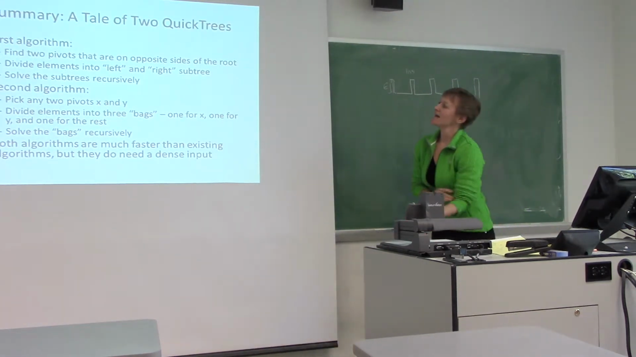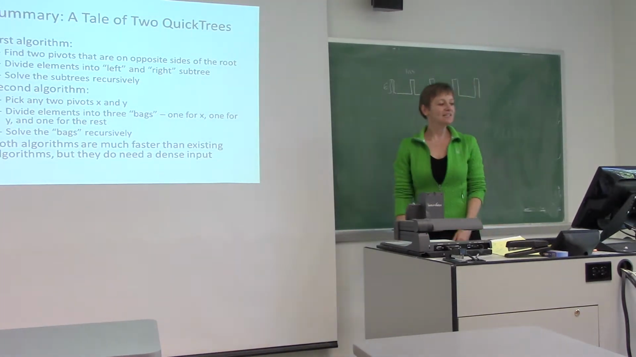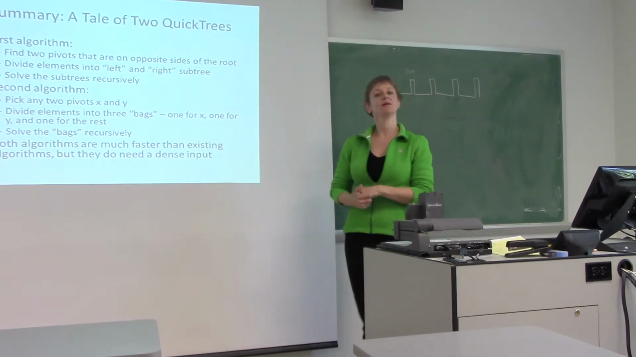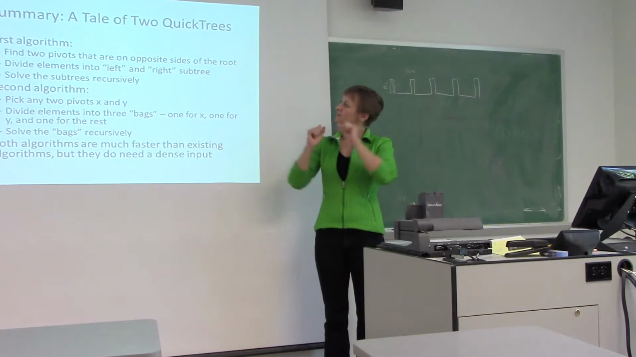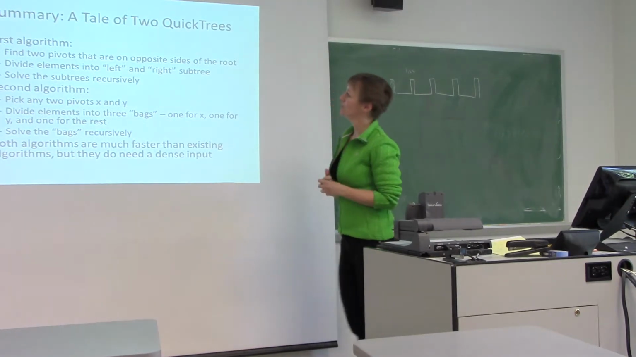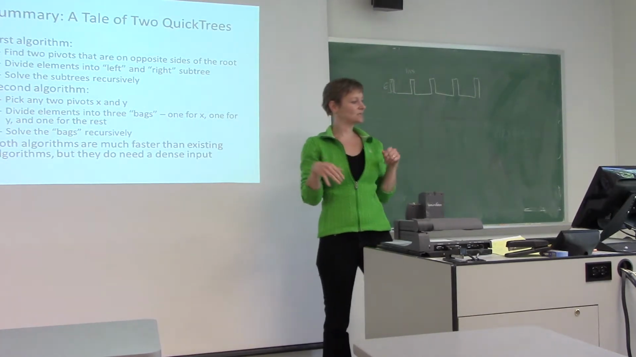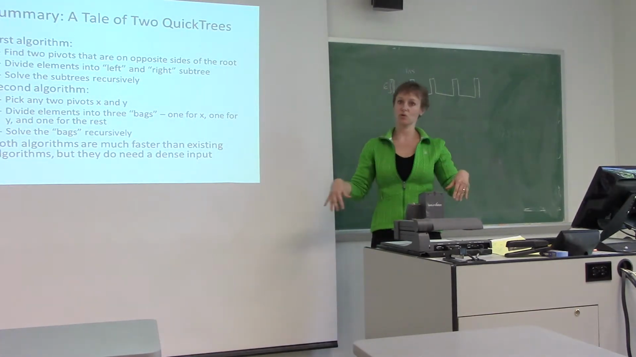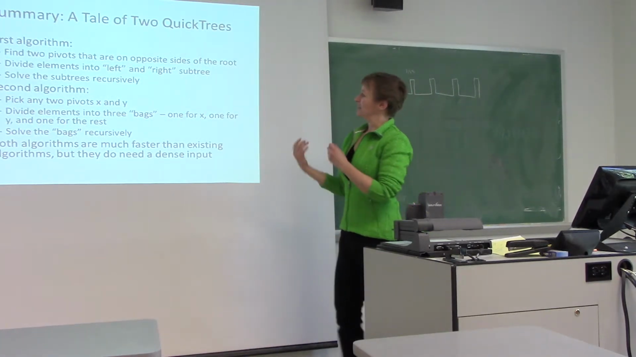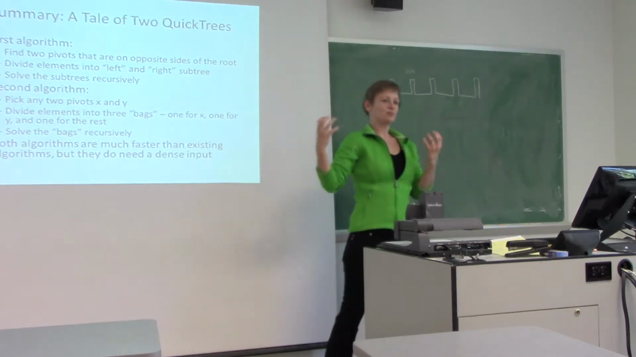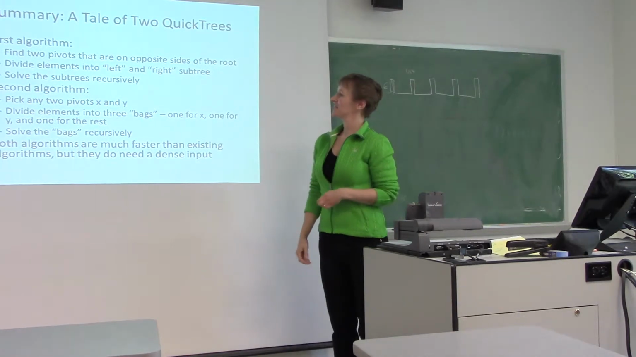Okay, with that, I want to summarize so that I have a little bit of time for questions as well. Basically, this is a tale of two quick trees. Our first algorithm is a quick tree algorithm that divides the elements into two sides. We pick two pivots that are on opposite sides of the root, and we divide the elements into the left and the right subtree, and you solve it recursively. I think that's a nice and conceptually easy to understand algorithm. The second algorithm is a little less nice in my opinion.